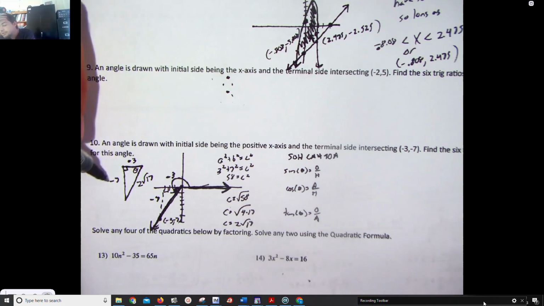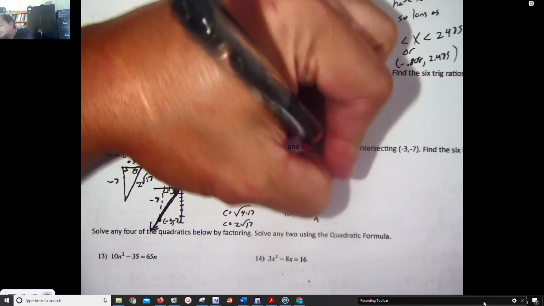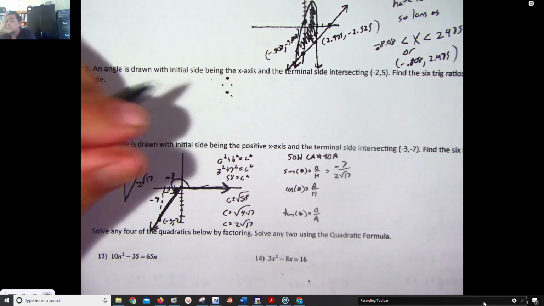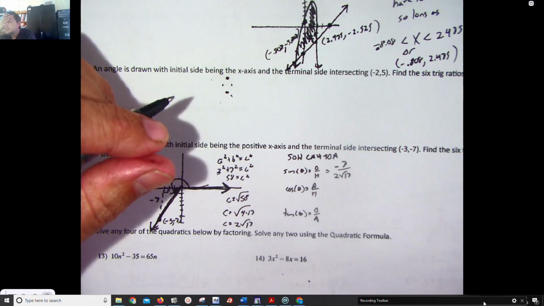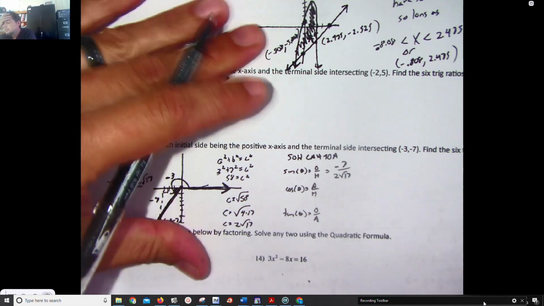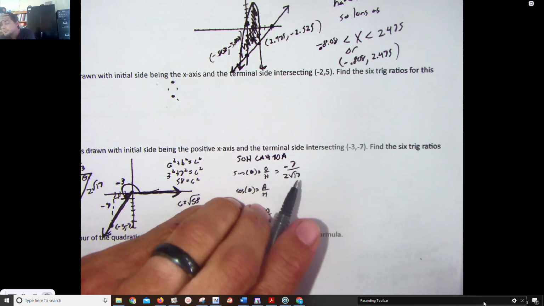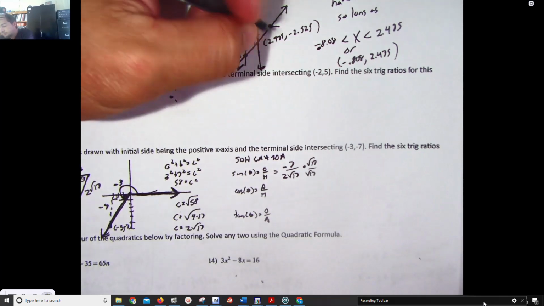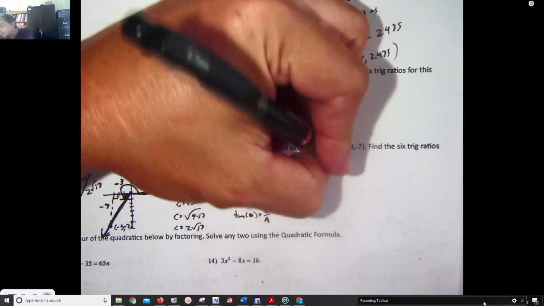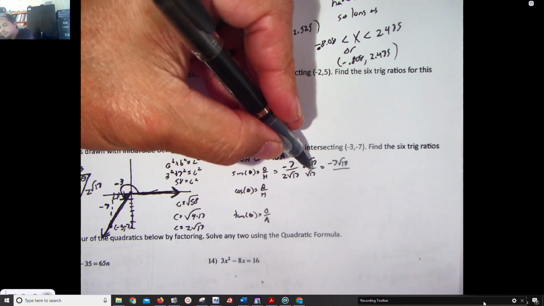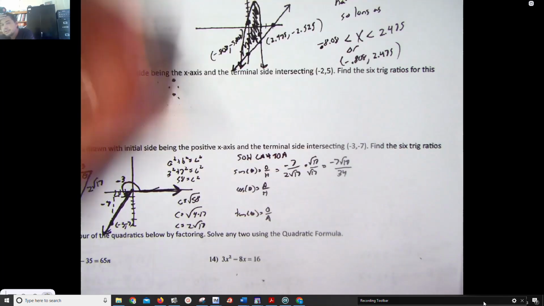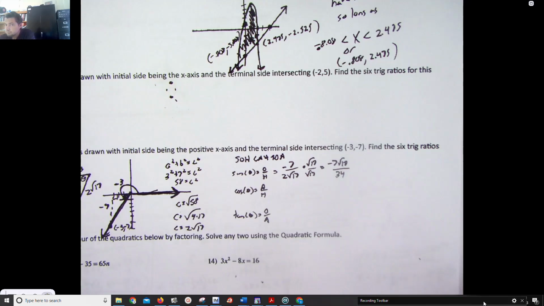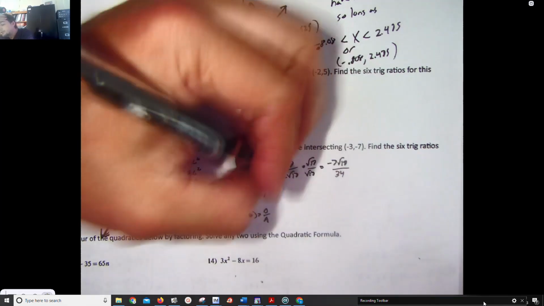That's what you're going to look at. So sine would be opposite over hypotenuse, which is negative 7 over 2 root 17. To clean this number up, because you're not supposed to have a radical in the denominator, multiply top and bottom by root 17 over root 17. That becomes negative 7 root 17 over 34. That's the sine ratio. Cosine would be adjacent, which is -3 over the hypotenuse, 2 root 17.